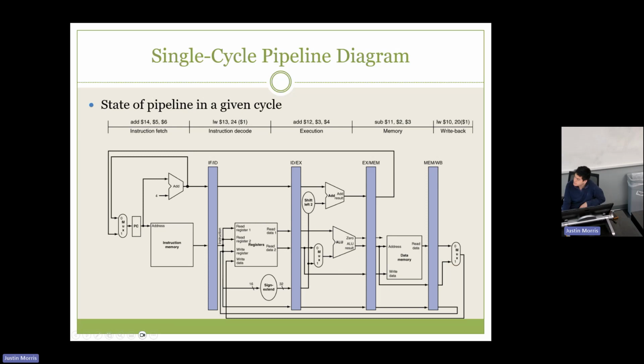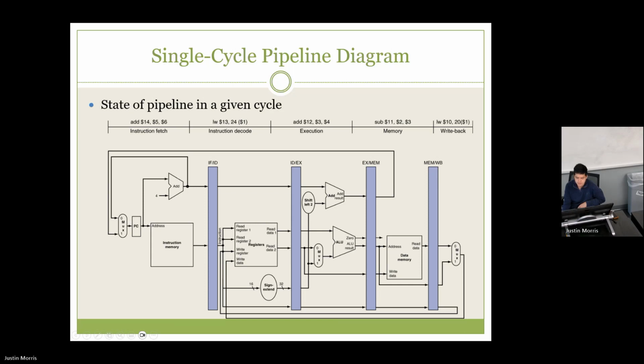So back to what a single cycle pipeline diagram would look like. For a single cycle pipeline diagram, we have the entire data path that is drawn. And we're specifying what instruction is in each stage of the pipeline. So this was our first load word, right? This is the subtract. The add is in execute. Second load word is in decode. And this add was in instruction fetch.